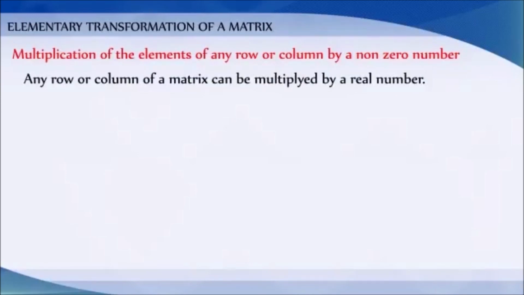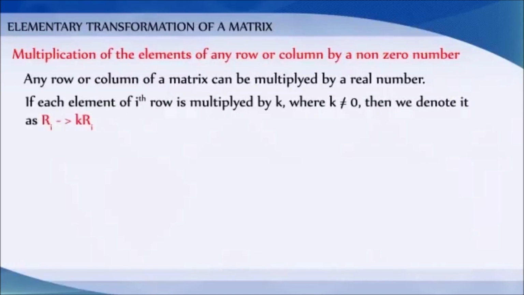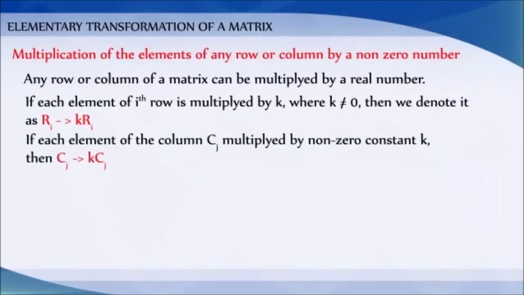The multiplication of the elements of any row or column by a non-zero number. Any row or column of the given matrix can be multiplied by a real number. In general, if each element of the ith row is multiplied by k, where k is not equal to 0, then we denote it as Ri turns to kRi. Similarly, if each element of the column Cj is multiplied by a non-zero constant k, then Cj turns to kCj.